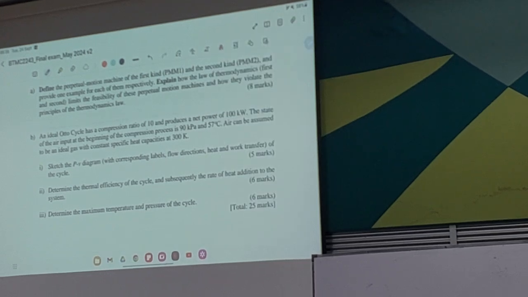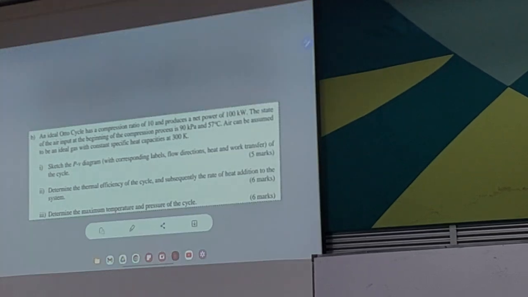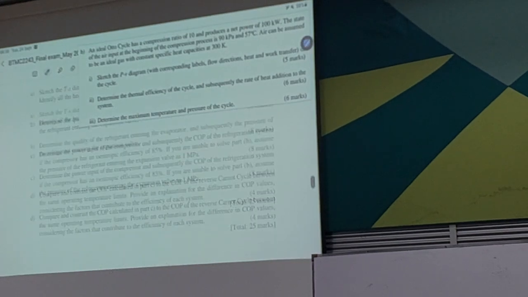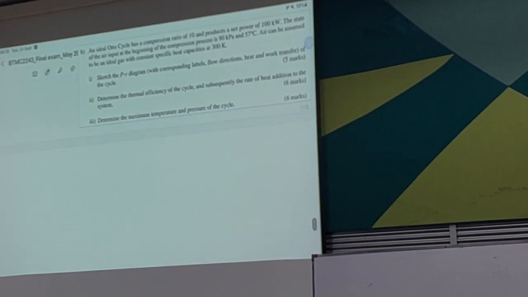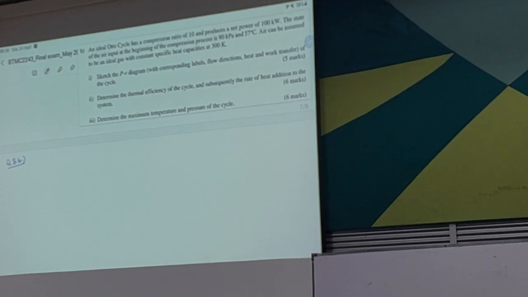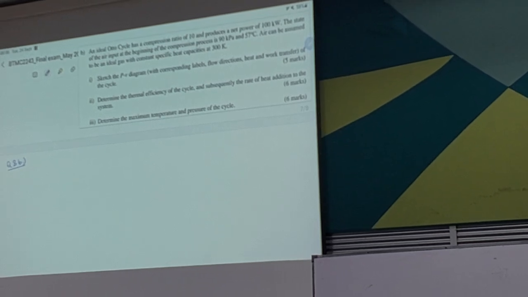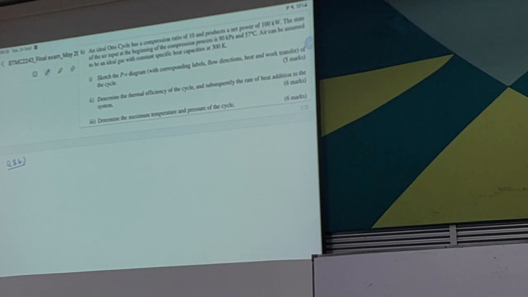So B is the question where I give one less piece of information, I think. Okay, so question 3B. An ideal Otto cycle has a compression ratio of 10 and produces a net power of 100 kilowatts. So I'm just giving you about the Otto cycle. Actually, this one is a very straightforward question. So the state of the air input at the beginning of the compression process is 90 kilopascal and 57 degrees Celsius. Air can be assumed to be an ideal gas with constant specific heat capacity.